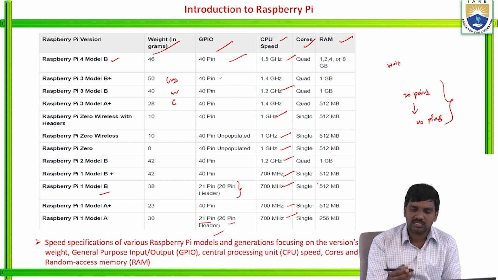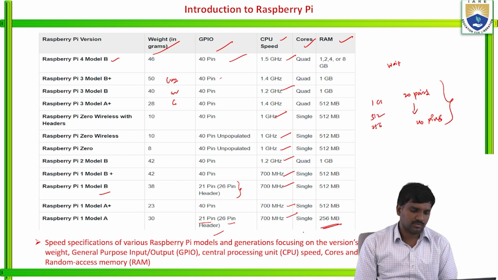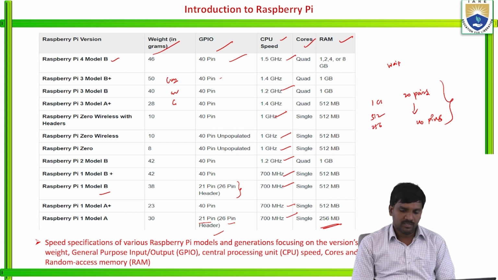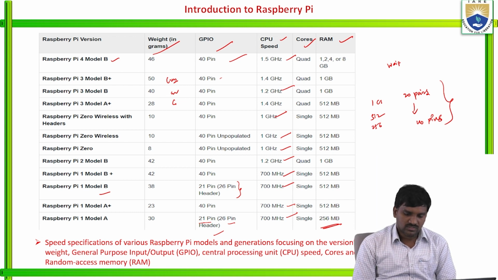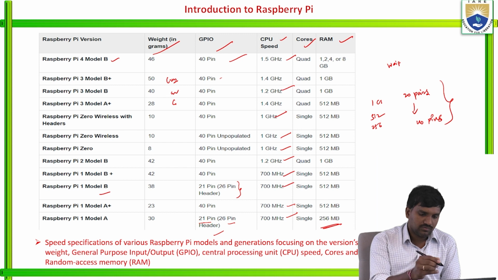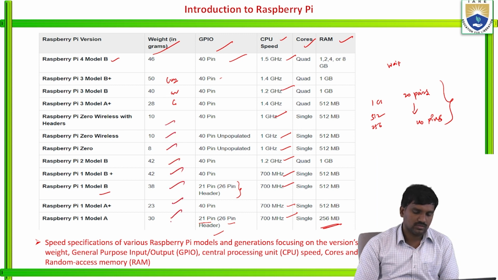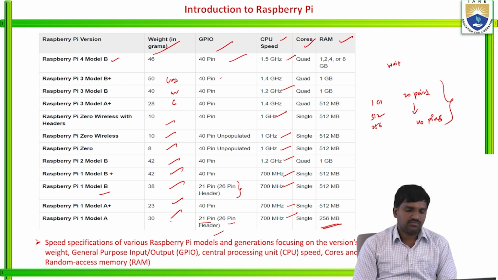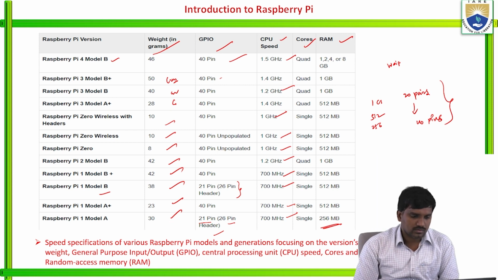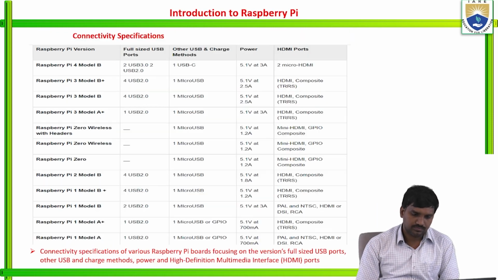Single core or quad core. RAM is 1 GB or 512 MB or 256 MB for Model 1. Raspberry Pi 1 Model A has only 256 MB. Weights are 10, 10, 8, 42, 42, 38, 23, and 30. So these are the different versions: weight, general ports, input, output, CPU speed, core, and RAM size.